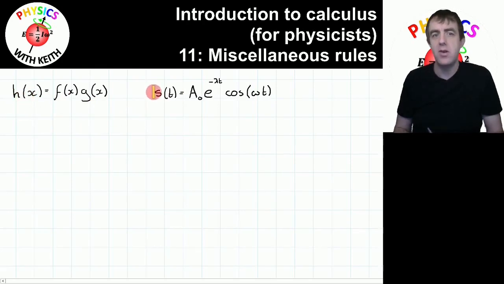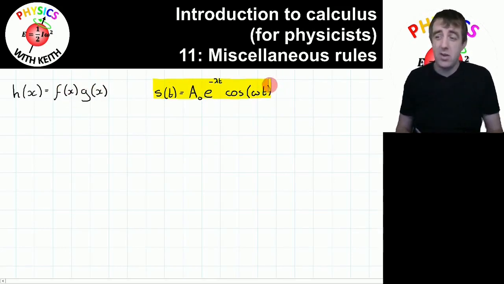So here's a physics example. Let's say we've got some harmonic oscillator, some sort of oscillator, which is damped. So the displacement of the oscillator at a time t is given by this cosine omega t, but the amplitude function is an exponential decay. So the amplitude is decaying away with time. Well, in this case, you've got a function multiplied by a function, multiplied by a function as well. But we're going to have to use the product rule to break this apart.